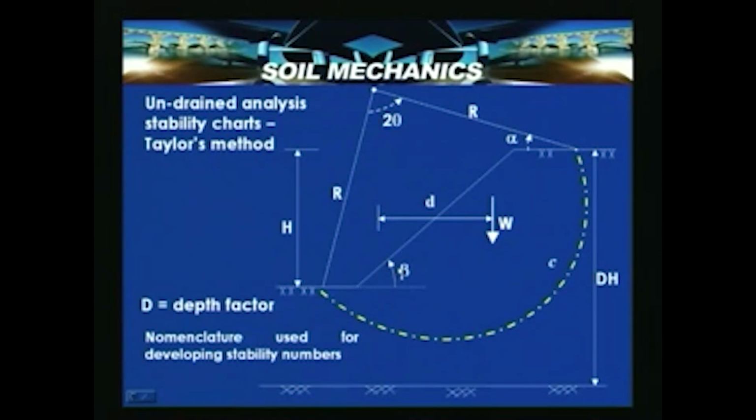Beta is the slope inclination, W is the weight of this portion of the slope at a distance d, which is at the CG, and dh, where d is the depth factor and h is the height of the slope. So, this is the nomenclature used for developing stability numbers.